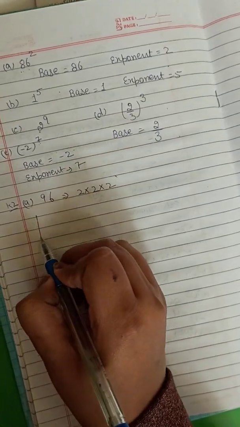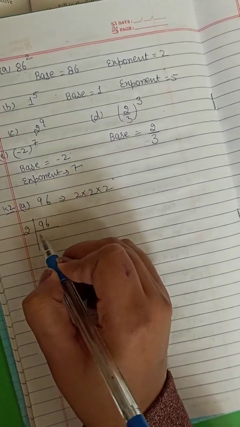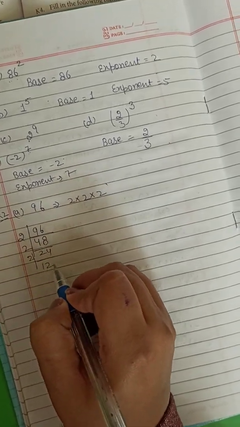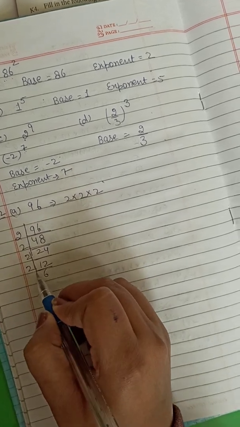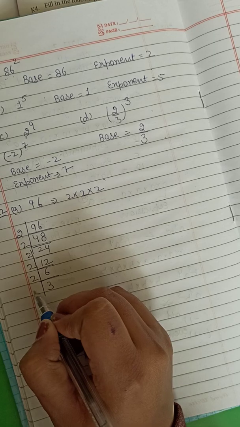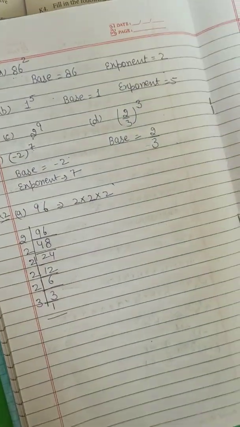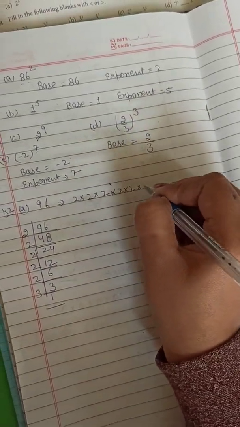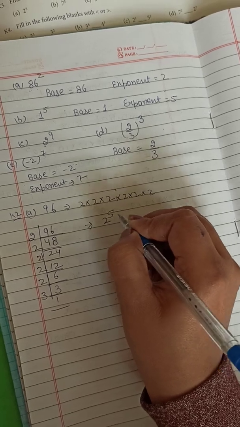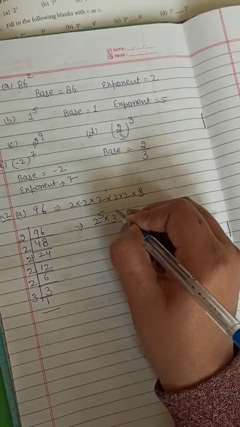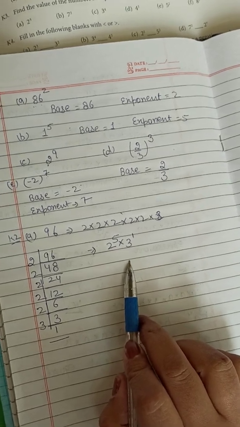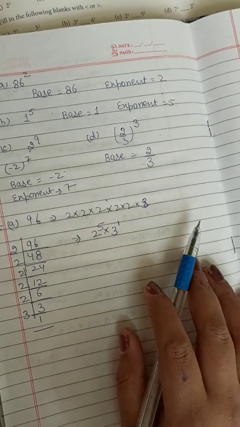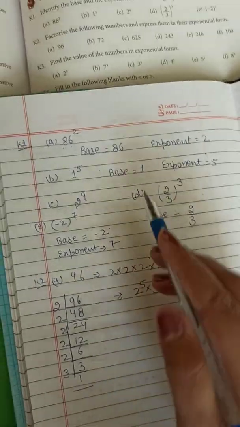How to find the factors? You can find them like this. 2 4s are 8, 2 8s are 16. Then 24, then 12, then 6, then 2, 3. So 3 comes, right? See here 1, 2, 3, 4, 5. Then it will be 2 to the power 5 multiplied by 3 to the power 1. Right? This is the exponential form. You can express this 96 with another number also, like with 4, with 3. Right? After this, K third.